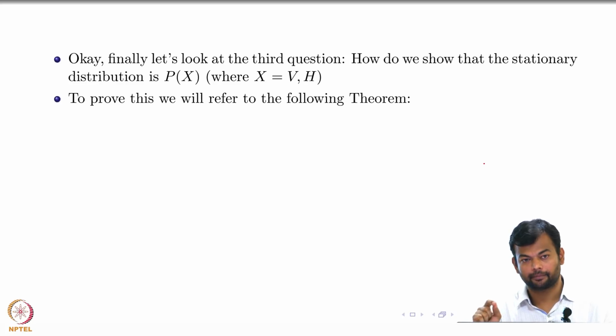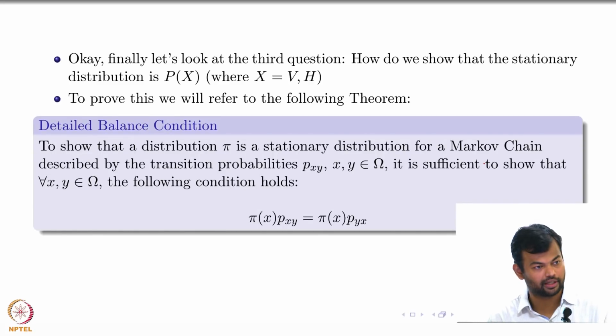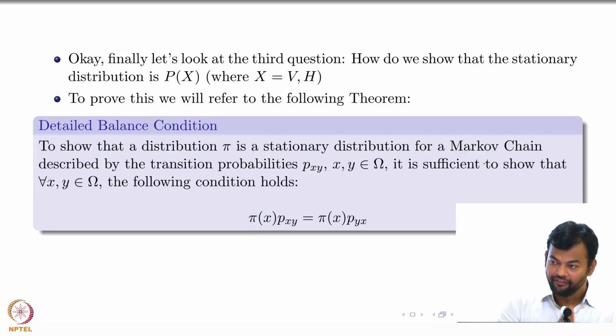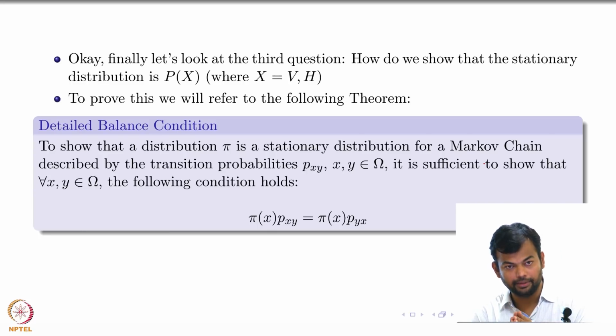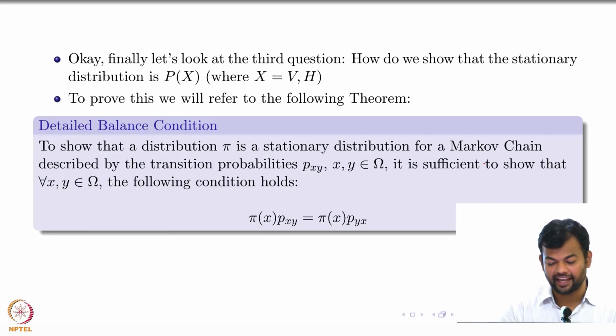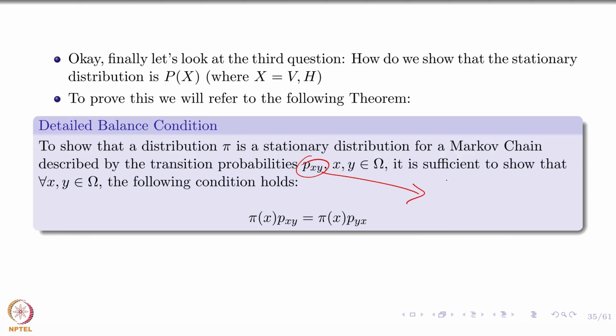So to prove this, we are going to rely on the following theorem, known as the detailed balance condition. What this says is that if I want to show that a certain distribution pi is a stationary distribution for a Markov chain with transition probabilities P of xy, just be aware that I'm calling T of xy as P of xy, with these transition probabilities, and we had defined P of xy on that earlier slide, it is sufficient to show that for all x, y belonging to my sample space, the following condition holds.